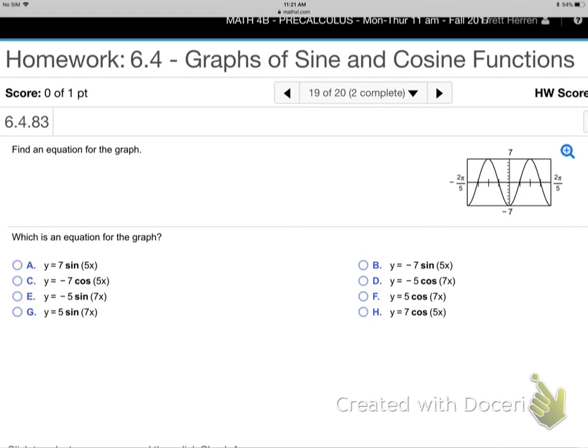Oh, they made that one too easy. You don't even need to find the period. Is that 2 pi over 5? Yeah. 2 pi over 3? 2 pi over 5, yeah.